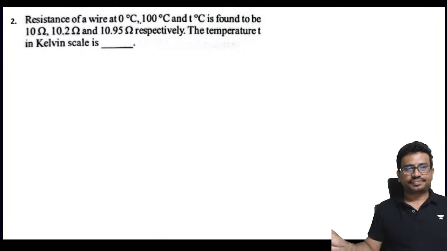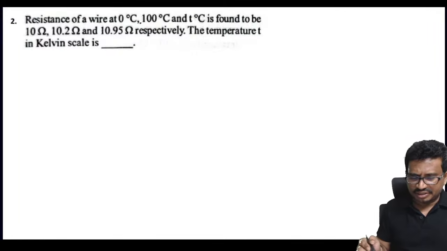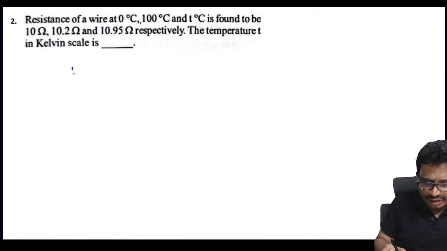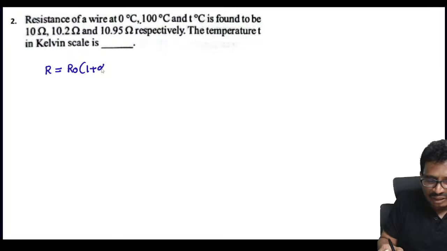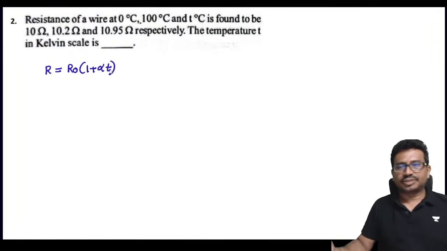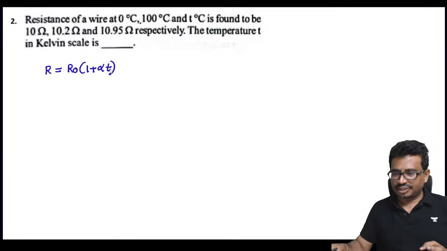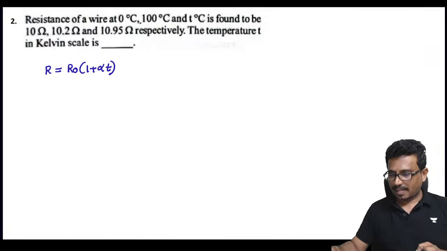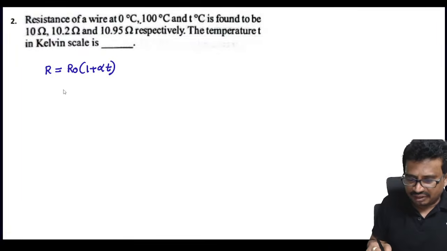Right, so the next one: the resistance of a wire at 0 degrees Celsius. This is also a similar kind of problem. You see the variation of resistance, which is given as R equals R naught into 1 plus alpha T. This is the resistance variation with temperature. Now see what they have given: three different temperatures.